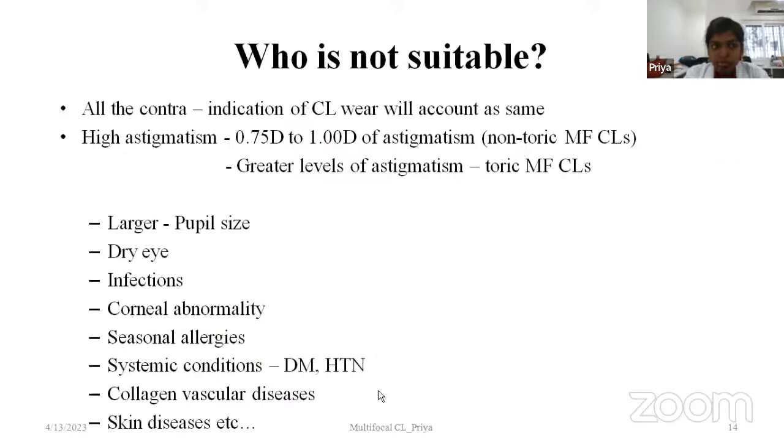Who is not suitable? All the contraindications of contact lens wear apply as the same. High astigmatism: for 0.75 diopter to 1 diopter of astigmatism, non-toric multifocal contact lenses can be given, and for greater levels of astigmatism, toric multifocal contact lenses can be given. Larger pupil size, dry eye, infections, corneal abnormality, seasonal allergies, and systemic conditions like diabetes, hypertension, and collagen vascular diseases are not suitable for giving multifocal contact lenses.